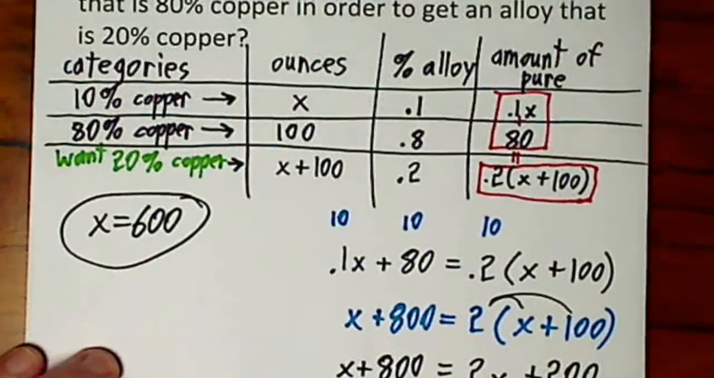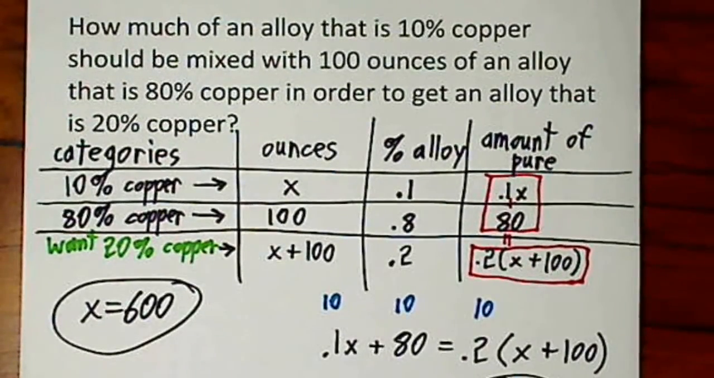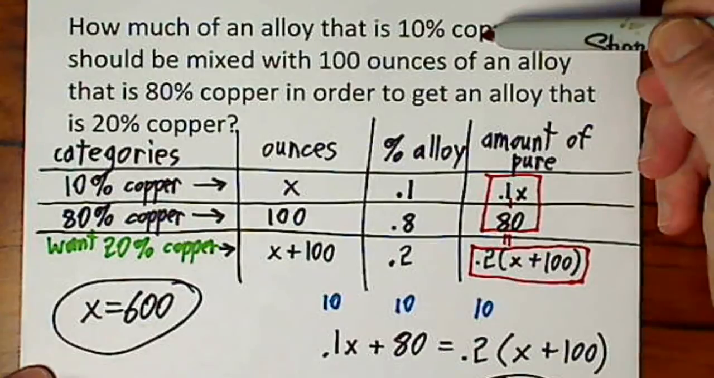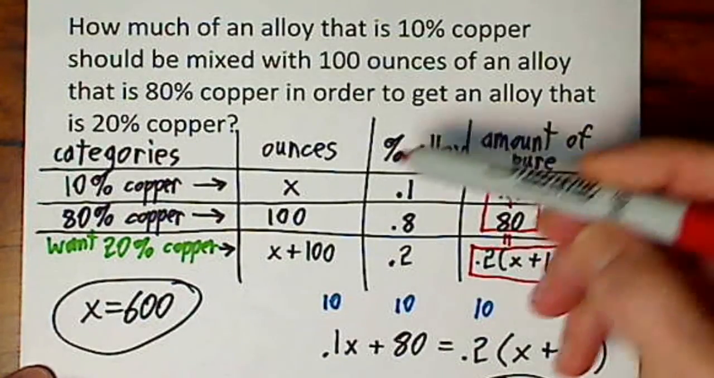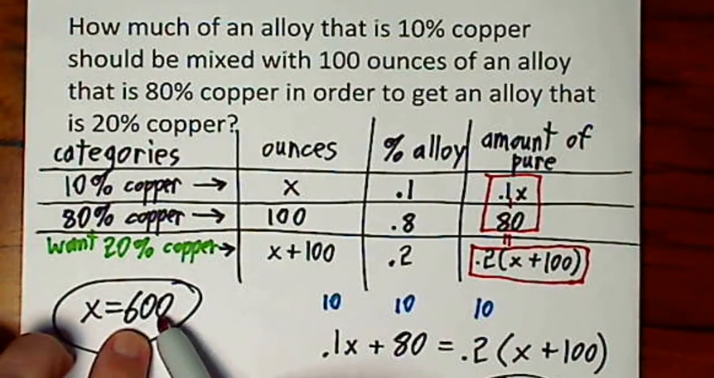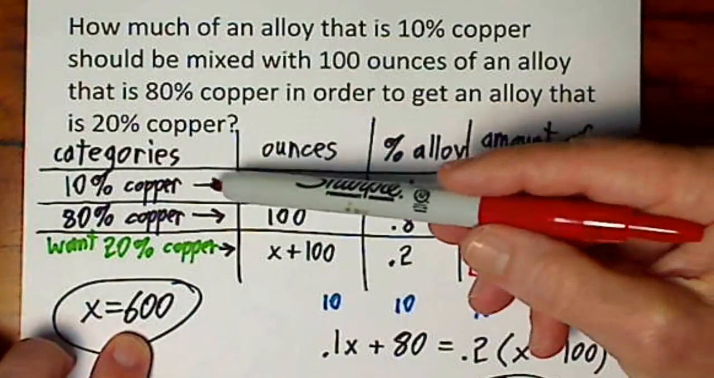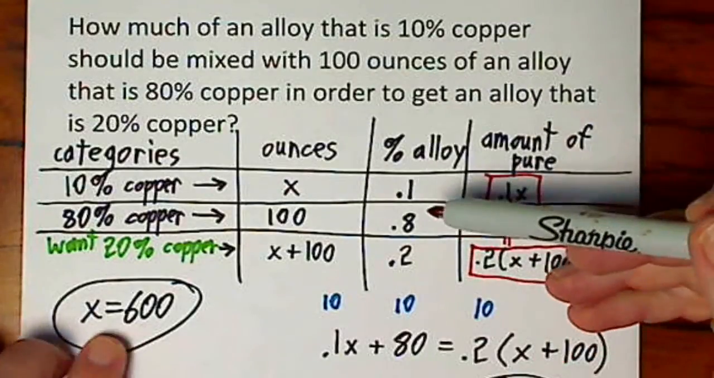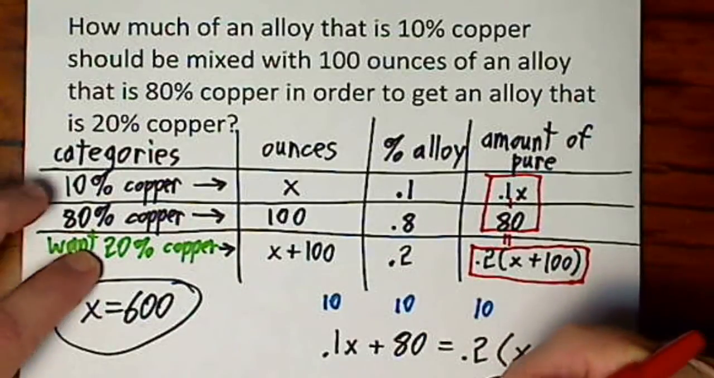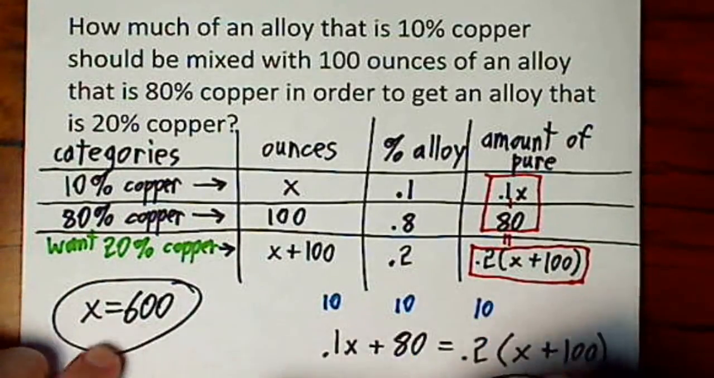And take a look at what they asked us again. Alright, how much of an alloy that is 10% copper should be mixed with this 100 ounces? We're going to have to mix 600 ounces of 10% copper to bring our 80% copper down to 20% copper. Okay, so the answer is 600 ounces.